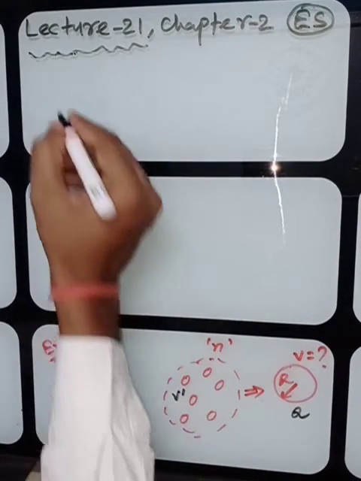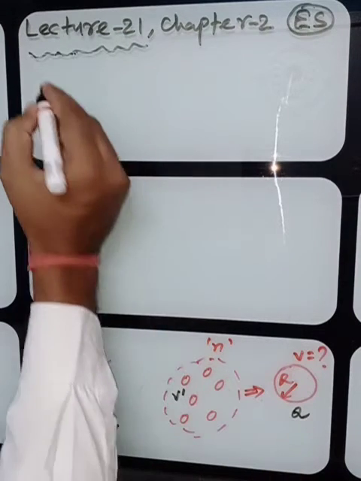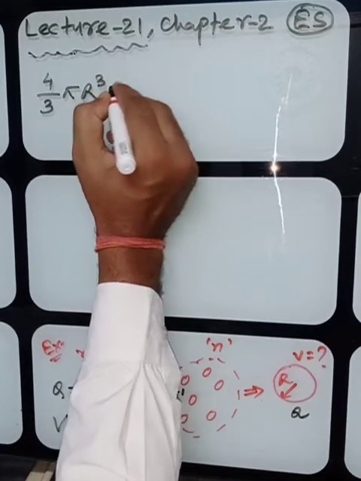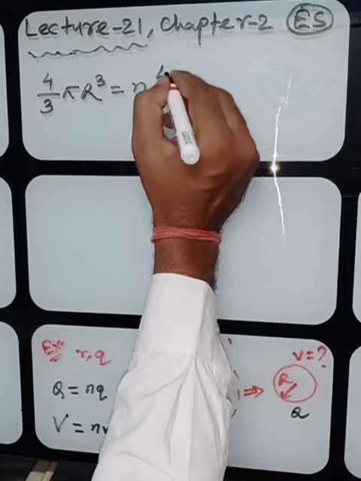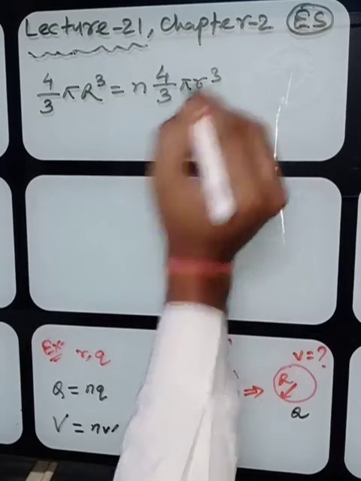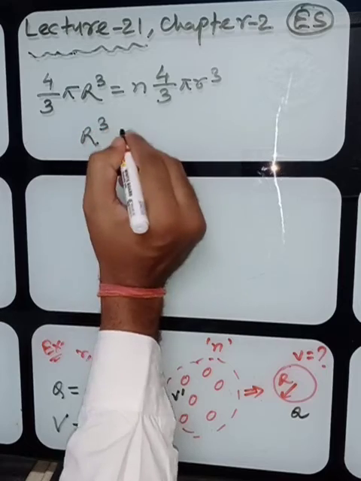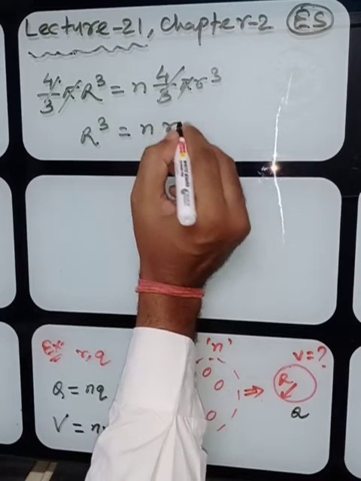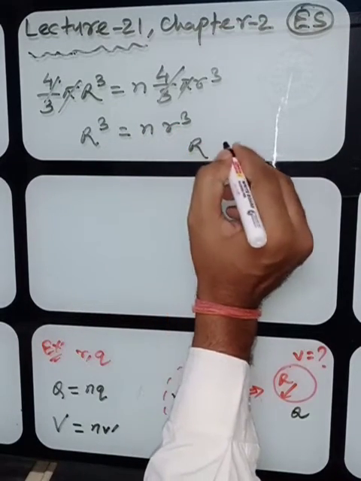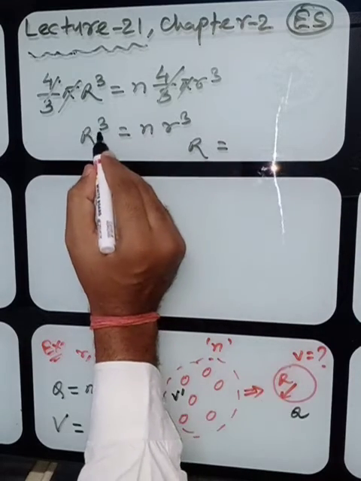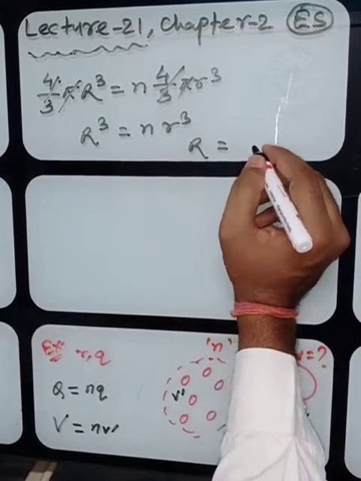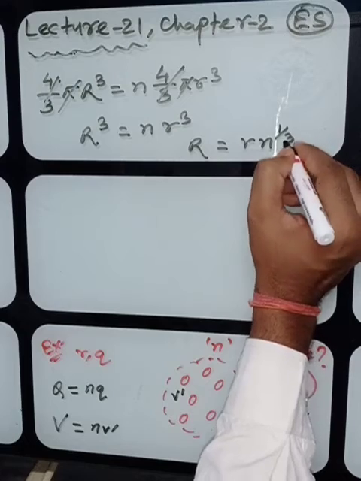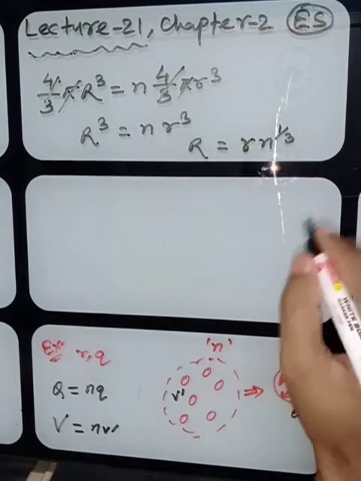How? Suppose here the volume of bigger drop, we are writing 4 by 3 pi R cubed is equal to n times 4 by 3 pi r cubed. Okay, so this 4 by 3 pi will cancel out. So R cubed is n times r cubed, or this R can be written as, if you just remove this cube, R is r times n to the power 1 by 3. This is R, my dear student.